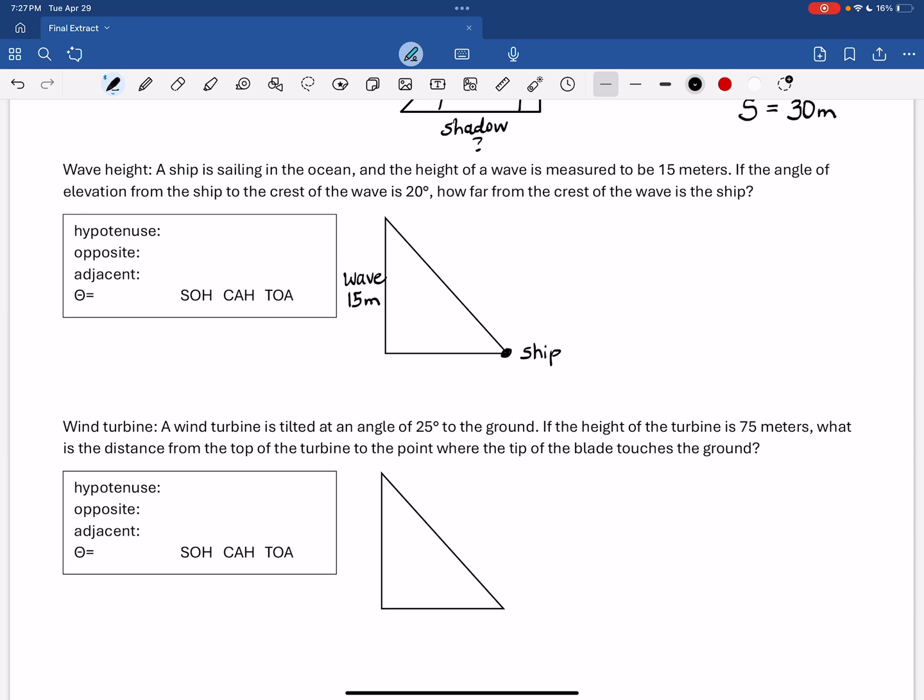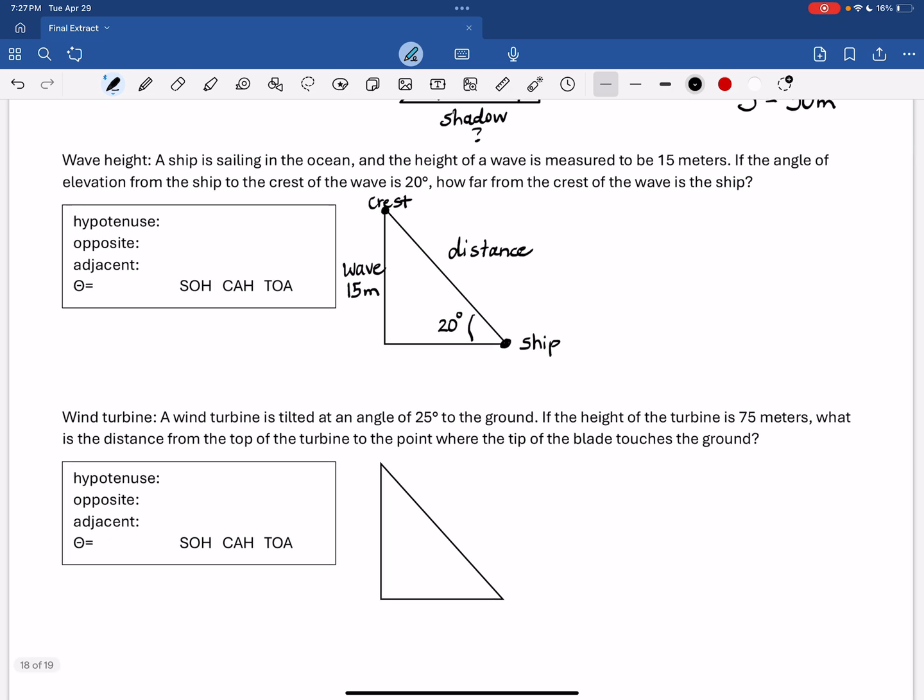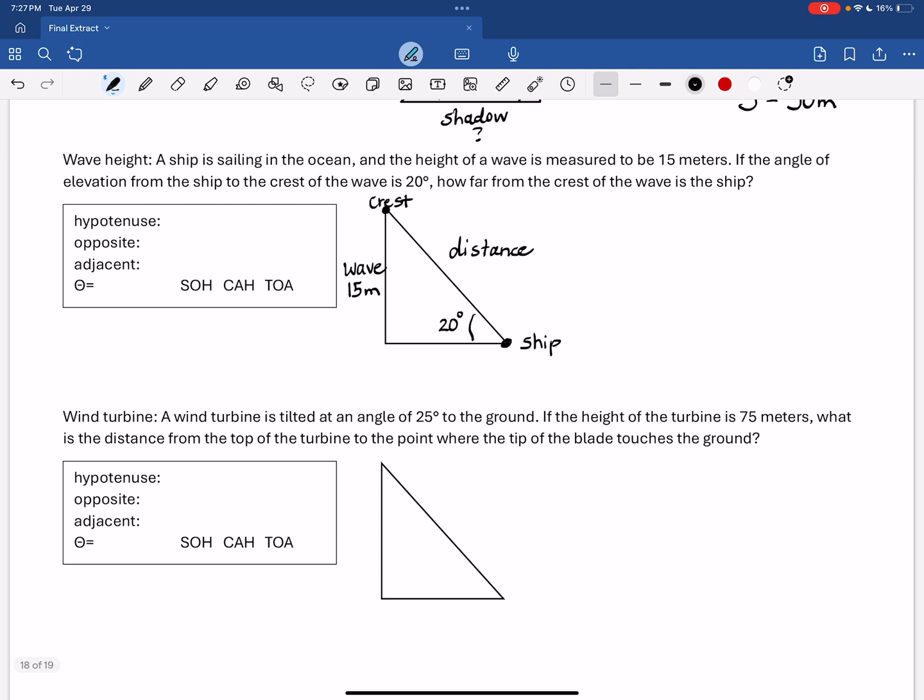That's over 30 feet. If the angle of elevation from the ship to the crest of a wave, the crest is the top part, is 20 degrees, how far is the crest of the wave from the ship? So I want to look at this distance. We're looking for hypotenuse. And before I go any further, let me make sure that you understand about a wave.